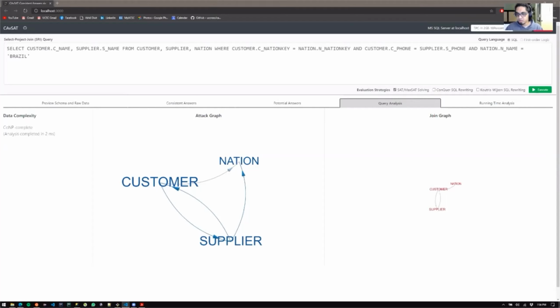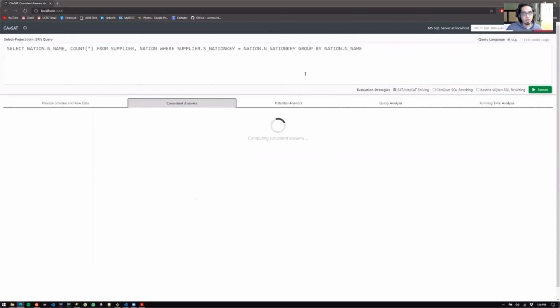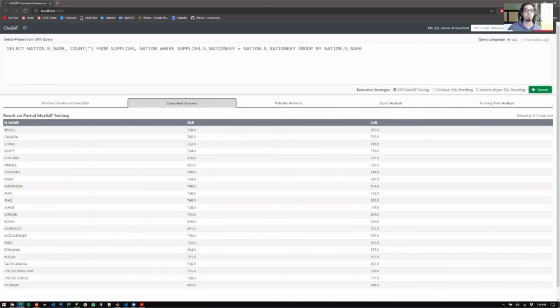And finally, let's look at a query that involves some aggregation and grouping as well. So let's say you want to count the number of suppliers grouped by the nation. So for every country, you want to compute how many suppliers there are. Now, queries with grouping take a little bit more time to compute consistent answers because we need the iterative algorithm.